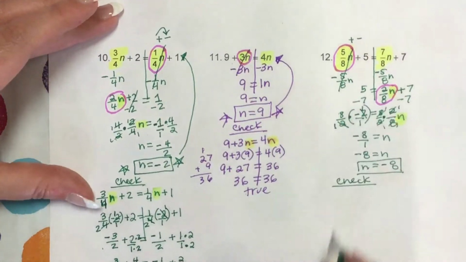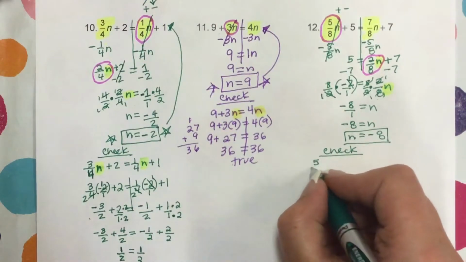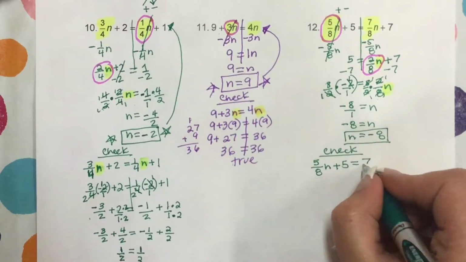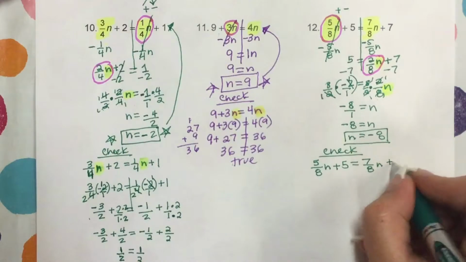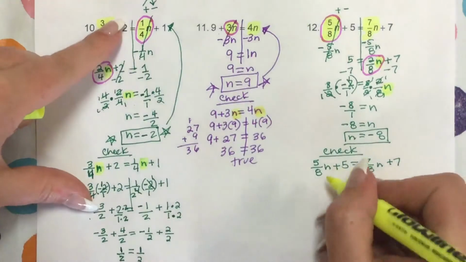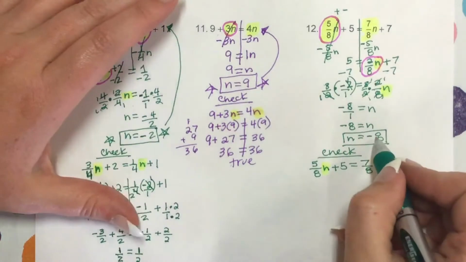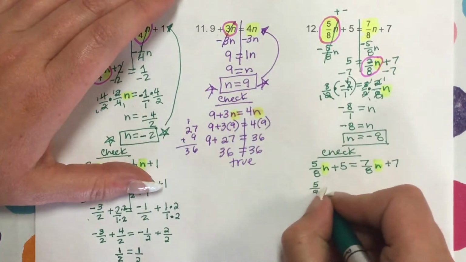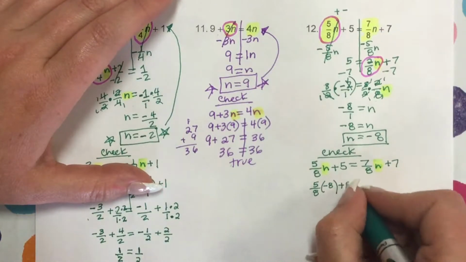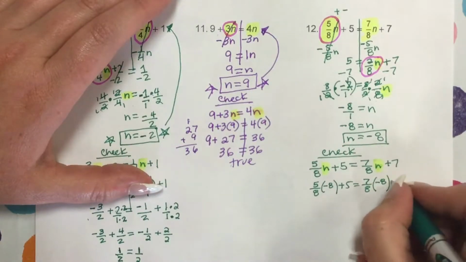All right, woohoo! Okay, so I'm going to check it. That means I'm going to rewrite the original equation. 5/8 n plus 5 equals 7/8 n plus 7. So I'm going to go ahead and stick in -8 here for n, and also over here. I'm substituting it in both places. And since it's negative, I'm going to put it in parentheses. So I have 5/8 times -8 plus 5 equals 7/8 times -8 plus 7.